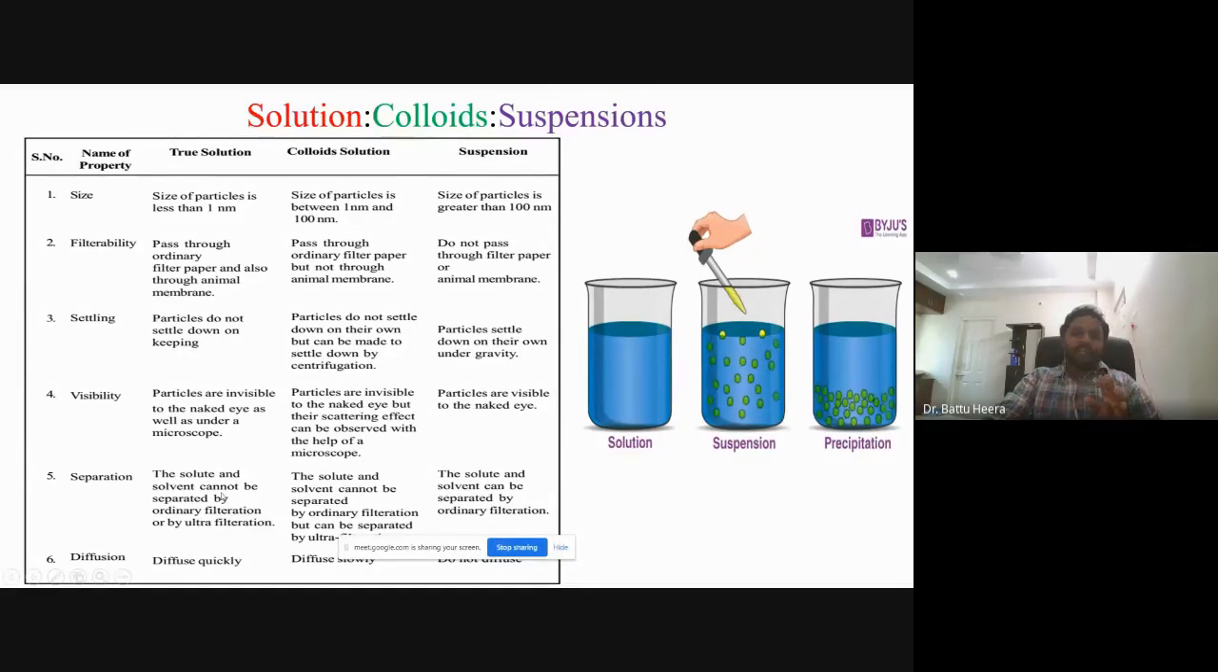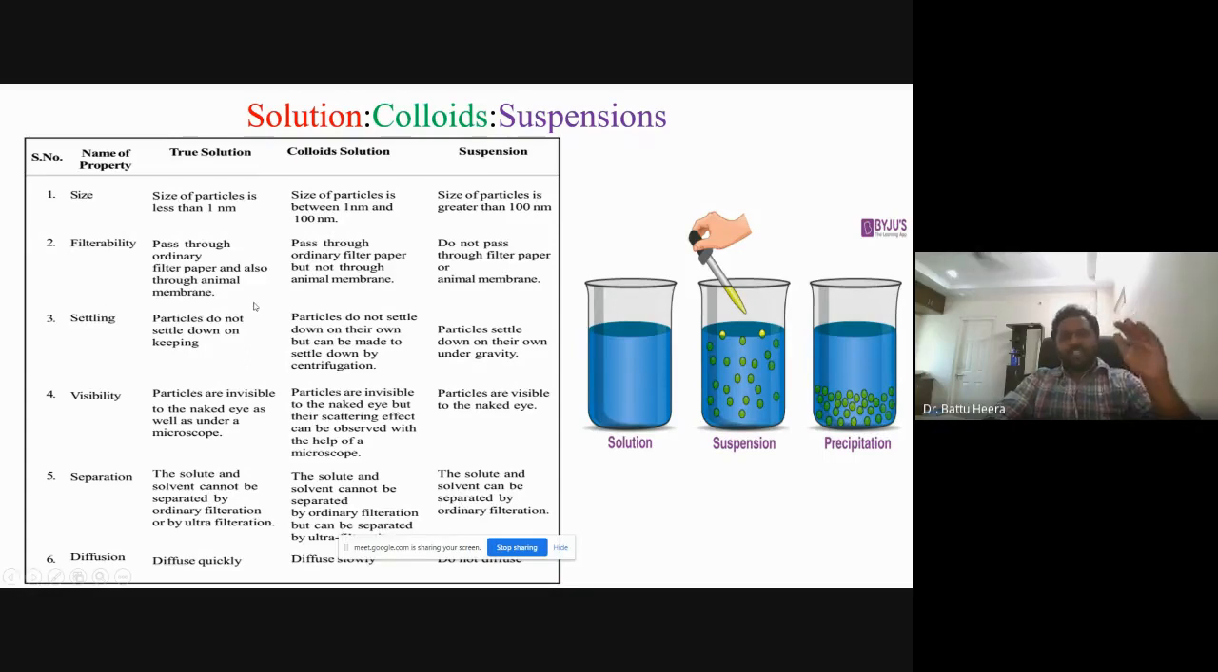Definitely they cannot be separated by any ordinary filtration, or we can separate by ultrafiltration, that is through 0.45 or 0.22 membrane filters. If we do ultrafiltration, definitely only a little will be separated, but a large percentage will not be separated. Okay, the solute and solvent, next coming to the colloid solution, the solute and solvent cannot be separated by ordinary filtration but can be separated by the ultrafiltration.